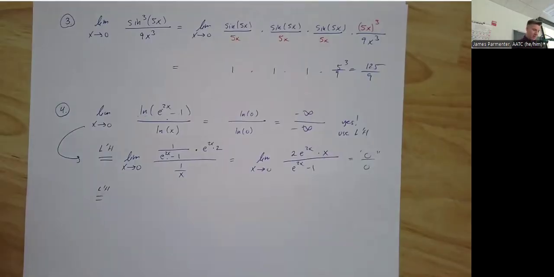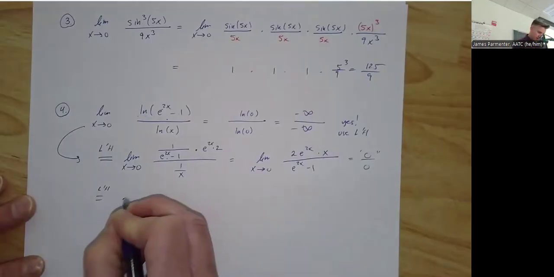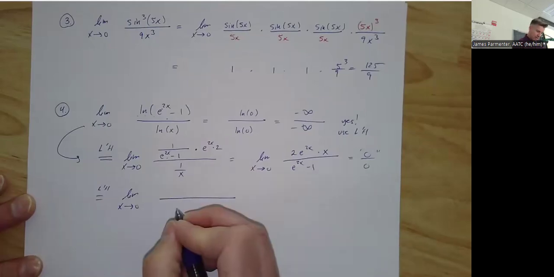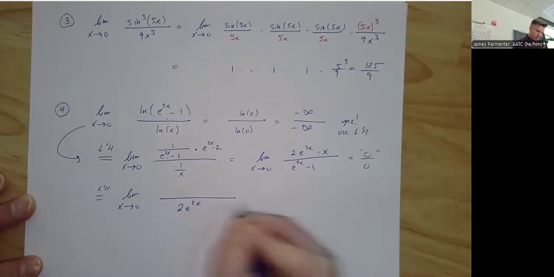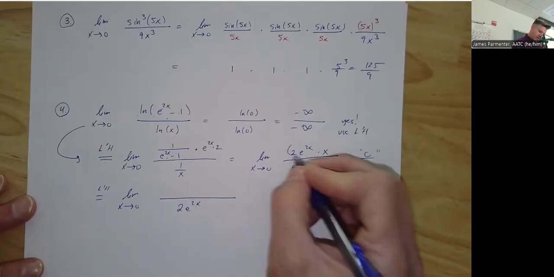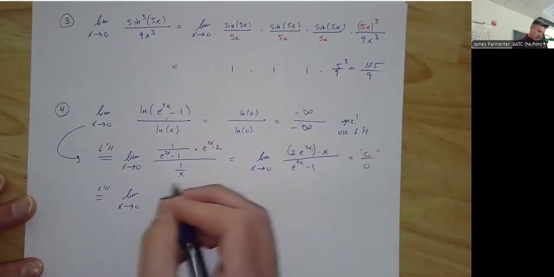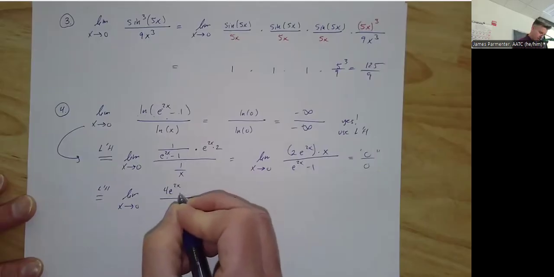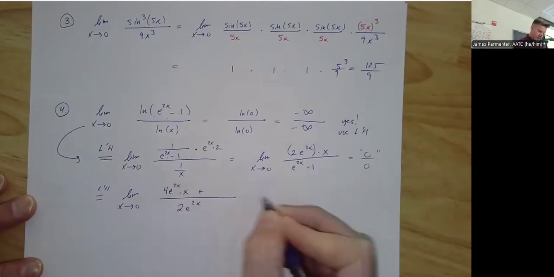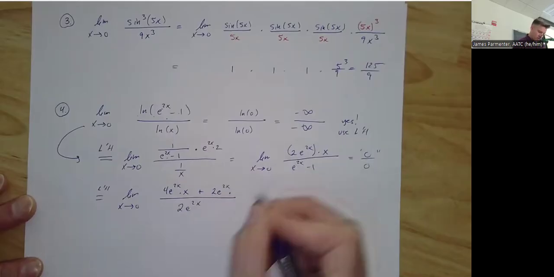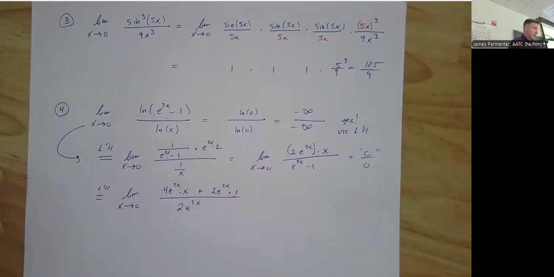So taking the derivative of the top and the bottom, I have the limit as x goes to 0. The derivative of the bottom is e to the 2x times 2. The derivative of the top, I have to use the product rule. I have 2e to the 2x times x, so it's going to be the derivative of 2e to the 2x, which is 4e to the 2x, times x left alone, plus the 2e to the 2x left alone times the derivative of x, which is 1.